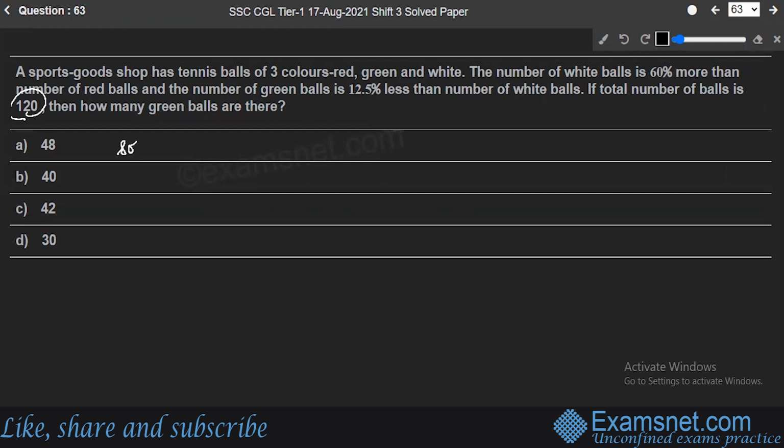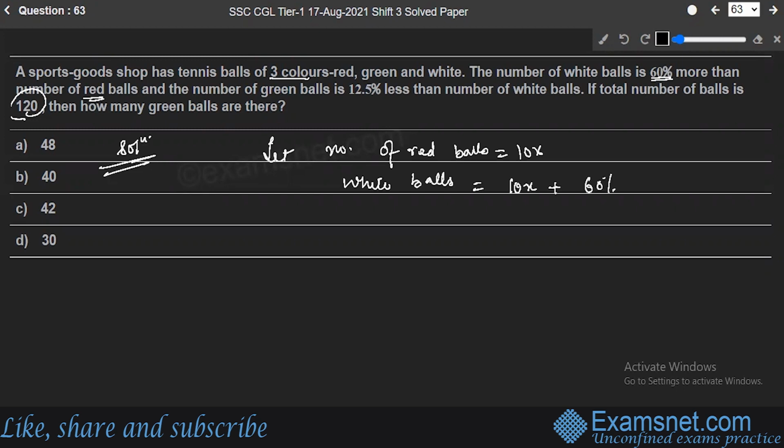So now, according to the question, you are given that there are tennis balls of three colors: red, green, and white. It's given that the number of white balls is 60% more than the red balls. First of all, let the number of red balls be equal to 10x. Then white balls are 60% more than that, right? So it is equal to 10x plus 60% of 10x, which is equal to 16x.